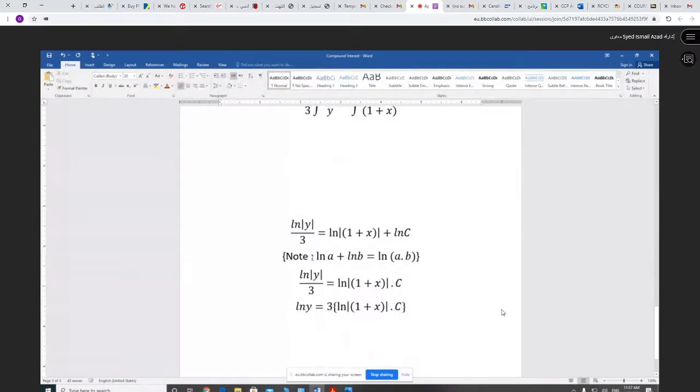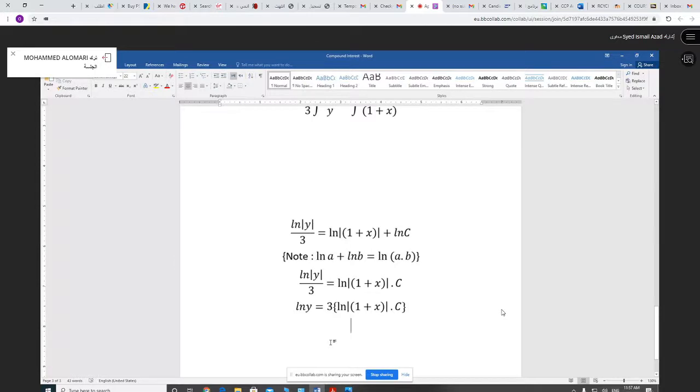Okay. Now it is right. Now see, this 3 comes on the right hand side. It will multiply here. Now, this 3 I can write down as a power. Okay, this is again a property of a log. Now, this is another property of a log. Let me just show you.